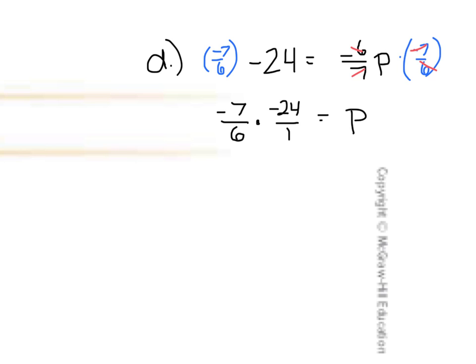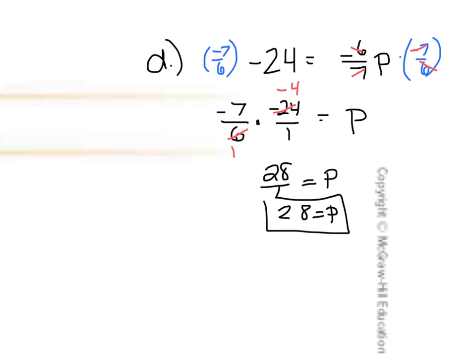Cross simplify now, divide by 6. You get 1 and negative 4. And negative 7 times negative 4 is a positive 28. Now, again, 28 over 1 equals p. 28 equals p.